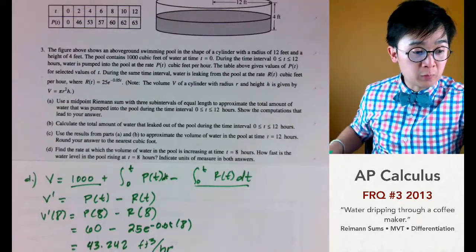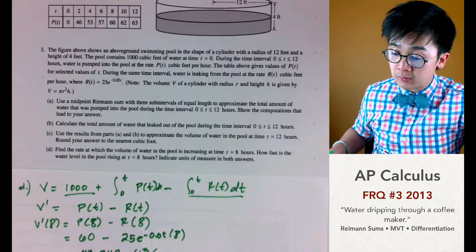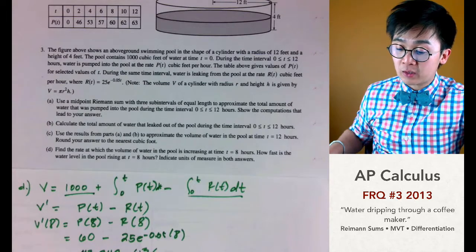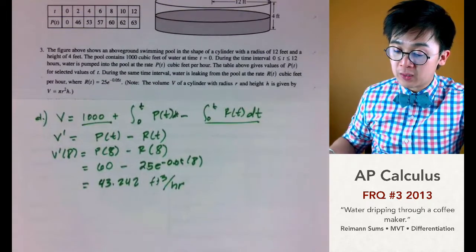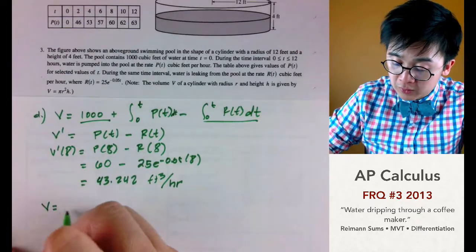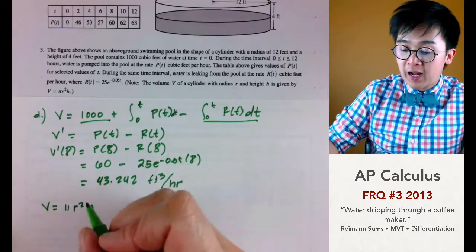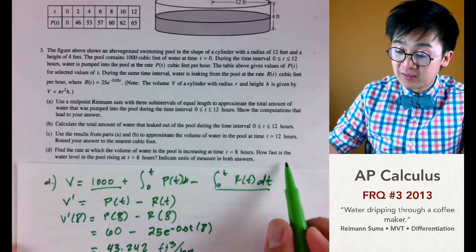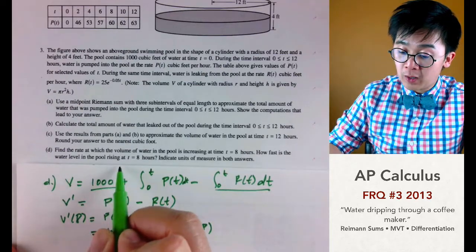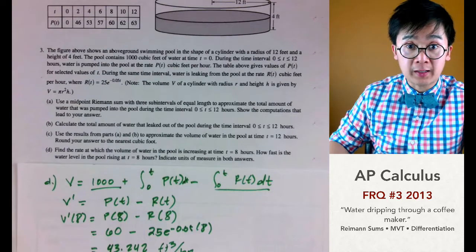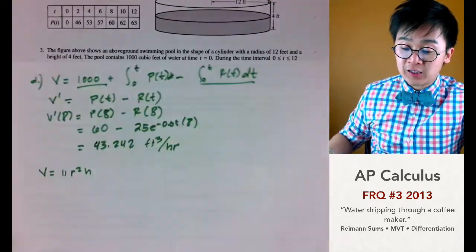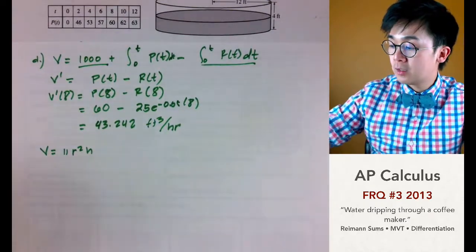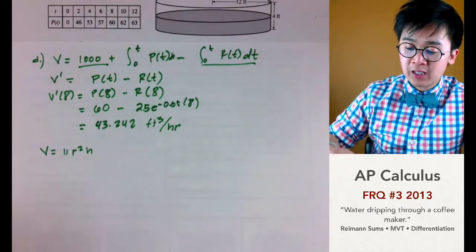So now that we have V prime, we're not finished yet with our work, because on the second part of the problem, we need to find how fast is the water level in the pool rising at t equals 8. And in this particular case, we'll be using the formula for the volume, which is equal to pi r squared h, and find how fast the water level in the pool is rising at t equals 8. So that means we need to find the value of dh/dt, or the derivative of the height in this particular function. So we're going to be using implicit differentiation with respect to t.